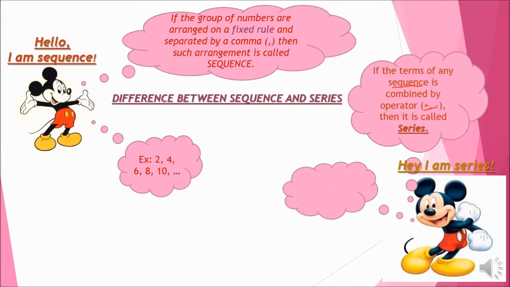Also you can see the example 2 plus 4 plus 6. Here the terms are not separated by commas, they are combined by operator. So this is the difference between sequence and series. While you are making notes on your copy, make a table with 2 columns, sequence and series, and note it down.